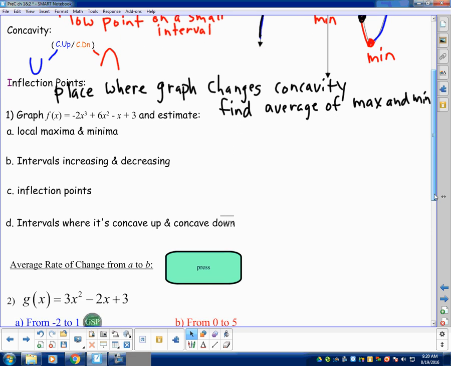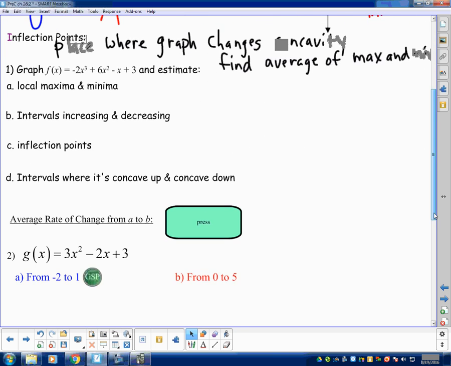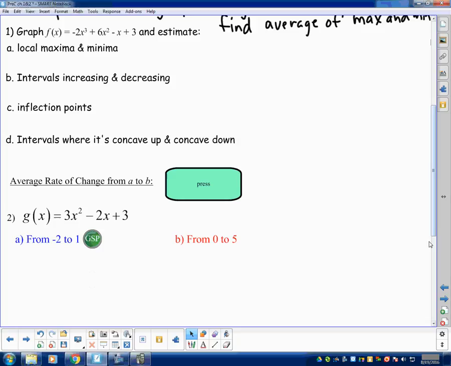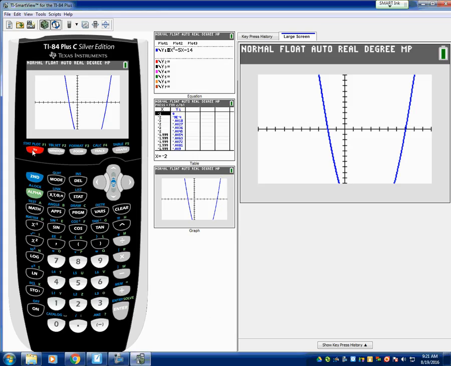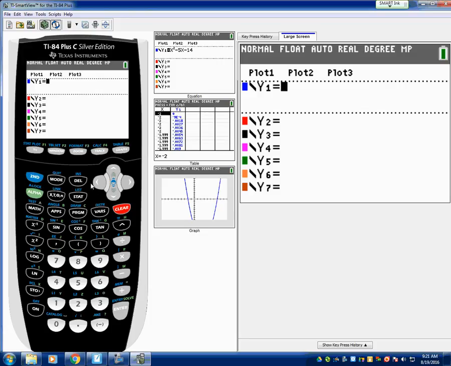Alright, so we have this function. It's f of x equals negative 2x cubed plus 6x squared minus x plus 3. So I'm going to graph it. And then in that same window under second trace, you'll find the max and min function. So here we go. Go ahead and type that in. Type it in with you.